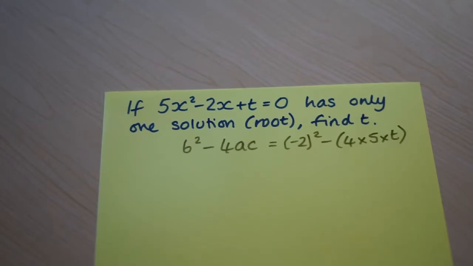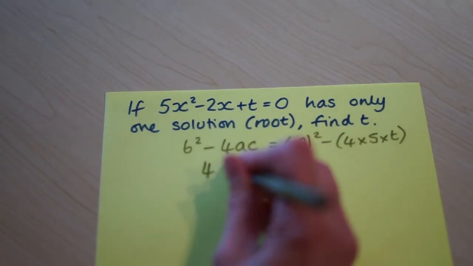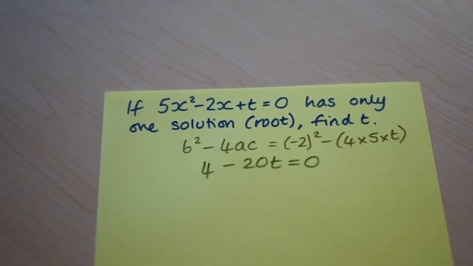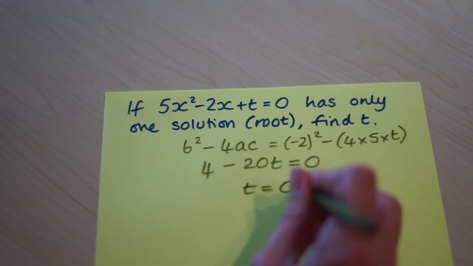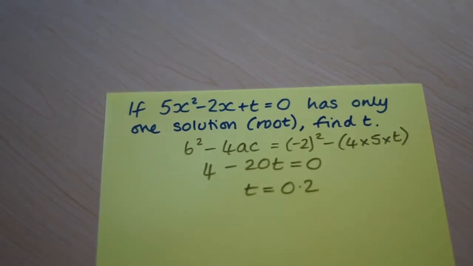Okay, we only want one root, so we want the discriminant to be equal to 0. So let's simplify what we've got and let it equal to 0. So we've got 4 minus 20t equals 0. So subtracting 4 from both sides and dividing by minus 20 gets t equals 0.2, or a fifth. So that's the answer to the question.